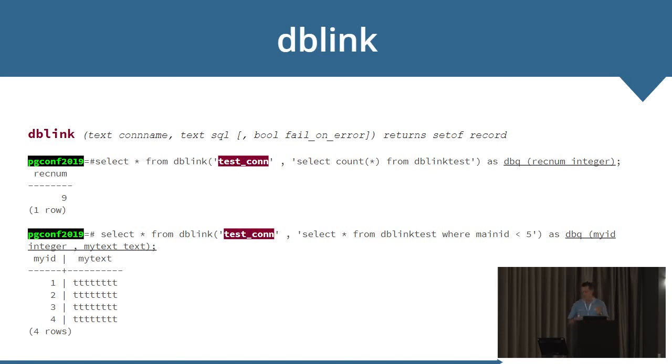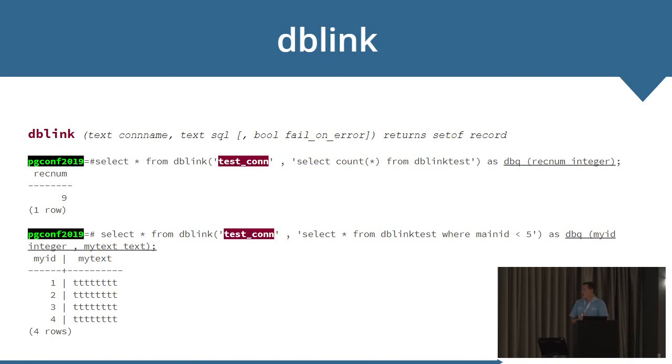You can use the dblink to actually return data for you. Here it returns a set of record. In the first example, we have select count star from dblink test. That would return an integer column for us. So now we would have to give that column name an alias and a data type. Your aliases can be anything as long as the data type matches the data type of the columns returning. There we said do it as dbq, and our set of record is recnum, and that is an integer, and then we would see a total number of 9 rows in our DB.